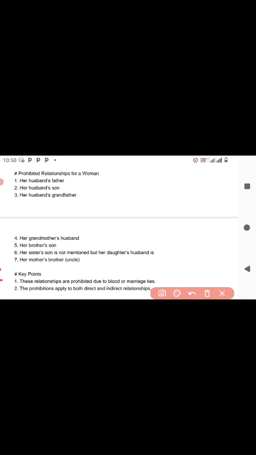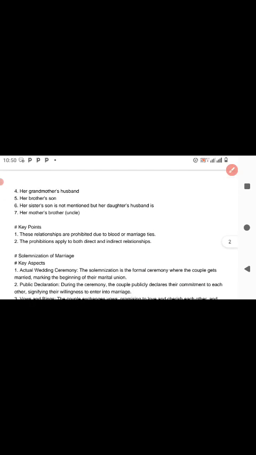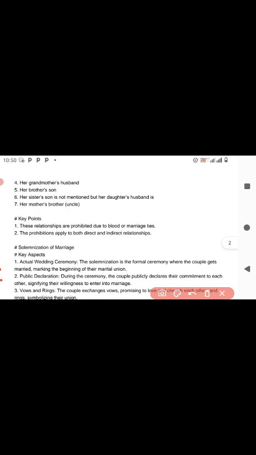Okay, so some people may try to say, okay, I'll get married to that or whatever, but it is not allowed under statutory marriage. Her grandmother's husband, her brother's son, her sister's son is not mentioned, but the daughter's husband is, so we can talk about that one there. So we can also say her mother's brother or uncle, those she's not allowed to get married to. So those are prohibited degrees. So in our exam, they'll just tell us to define what are prohibited degrees, then we'll be able to actually do that particular thing there.